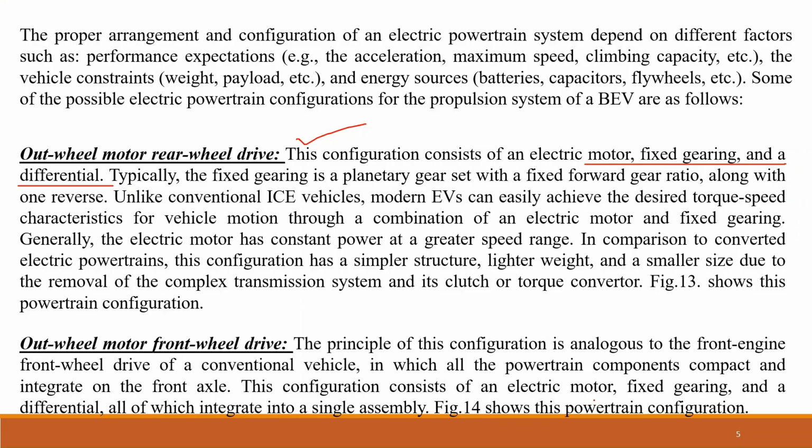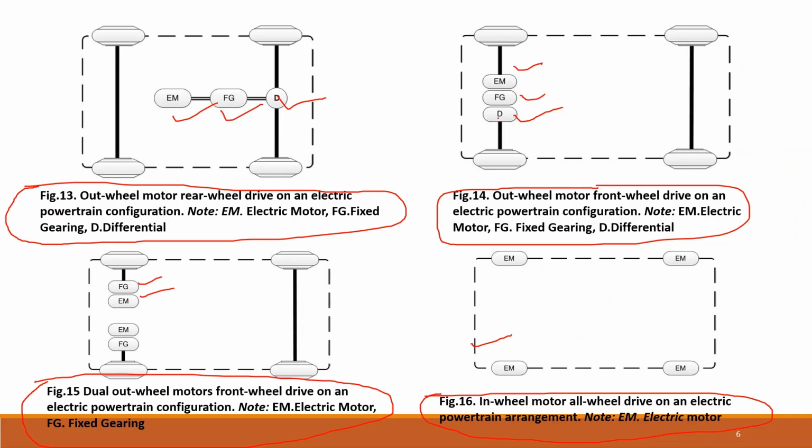Now coming to the out-wheel motor front-wheel drive. The principle of this configuration is quite analogous to the front-engine front-wheel drive of a conventional vehicle, in which all the powertrain components are compacted and integrated on the front axle. This configuration also consists of an electric motor, fixed gearing and a differential, all of which are integrated into a single assembly. As we can see, all of this is integrated in a single assembly on the front wheel.